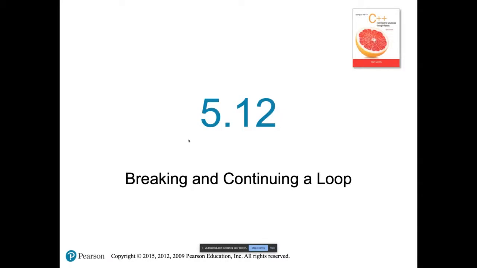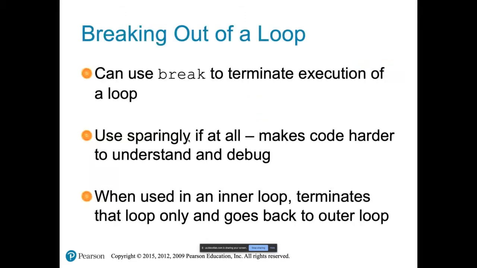So the two ways that we can exit the loop prior to just a normal condition being false is using a break and a continue. They are handled differently. You can use a break to terminate execution of a loop. Use sparingly, if at all, because it makes code harder to understand. When used in an inner loop, it terminates the outer loop.